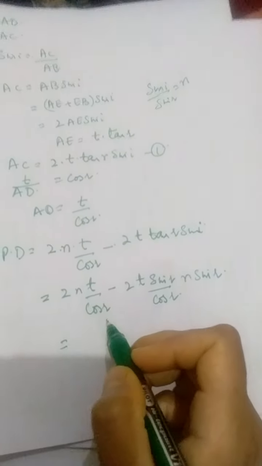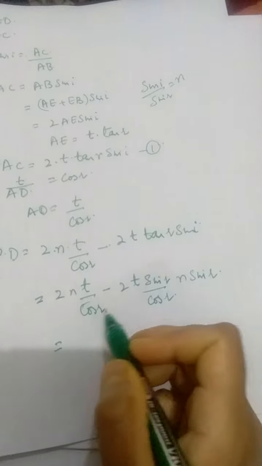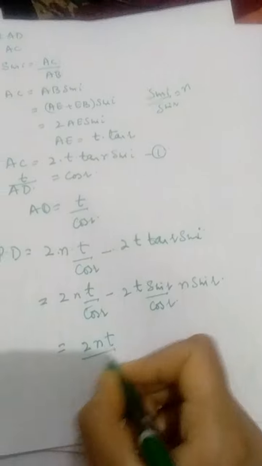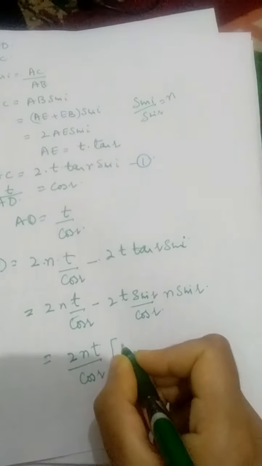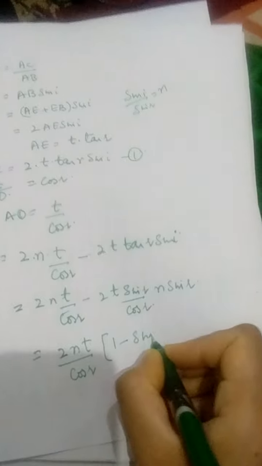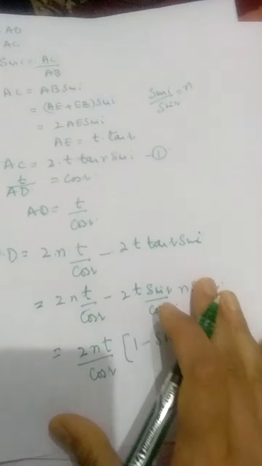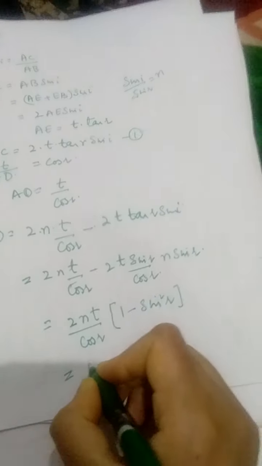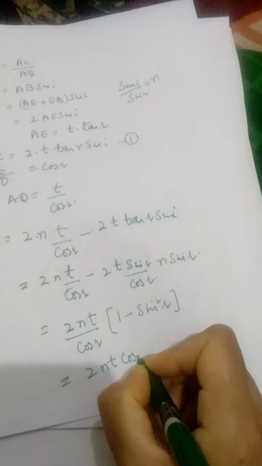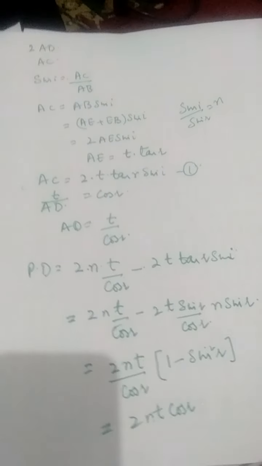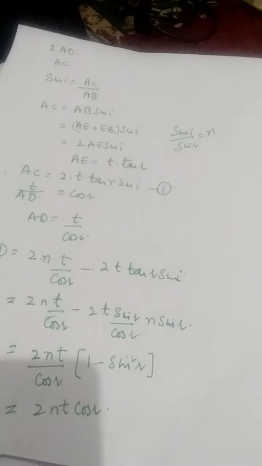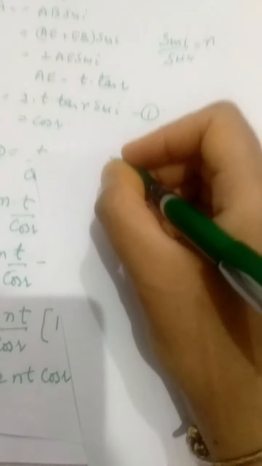So you can take this 2nt and cos r common. So it is 2nt by cos r, it is common. So 1 minus this is sine square r, and 1 minus sine square r is cos square r. That cos square r, one of the cos r cancels with this, you are left with 2nt cos r only, right? We are done with the major part of this. Now let us move to the next page. So the path difference between the two rays of light comes out to be how much?